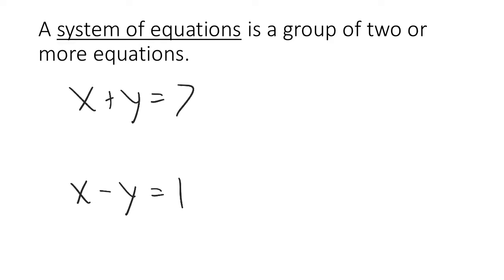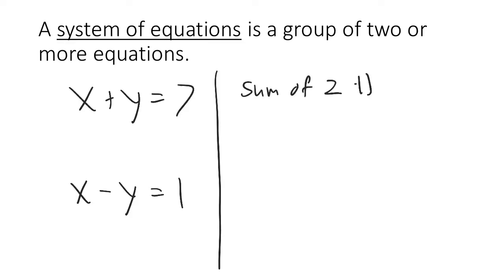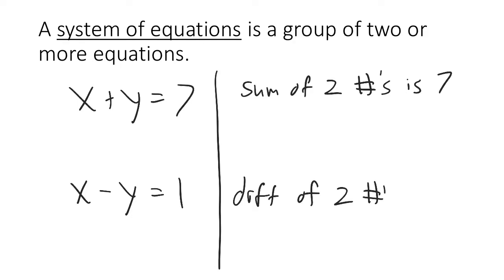In practice, the equations in a system usually represent separate pieces of information. For instance, x plus y equals 7 is another way of saying that the sum of two numbers is 7. On the other hand, x minus y equals 1 is another way of saying that the difference of two numbers is 1. So these are two separate pieces of information that we're going to try to reconcile through the system.